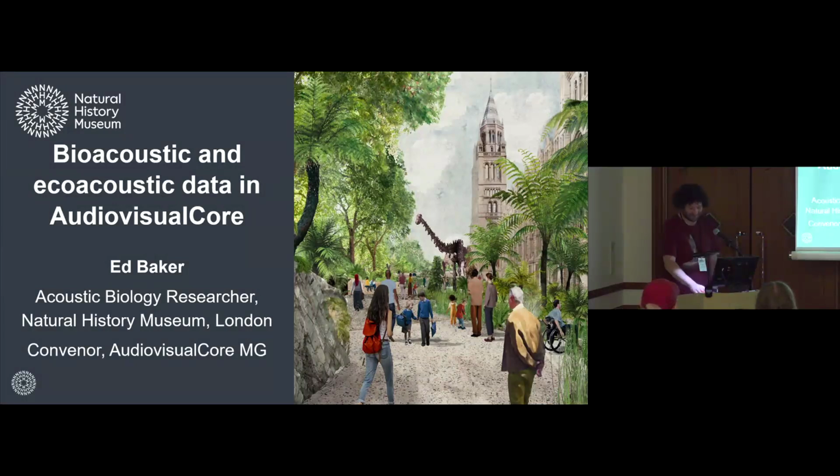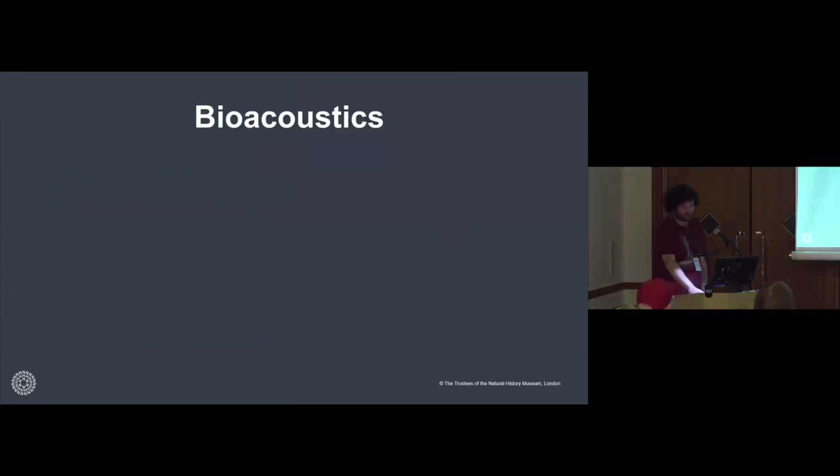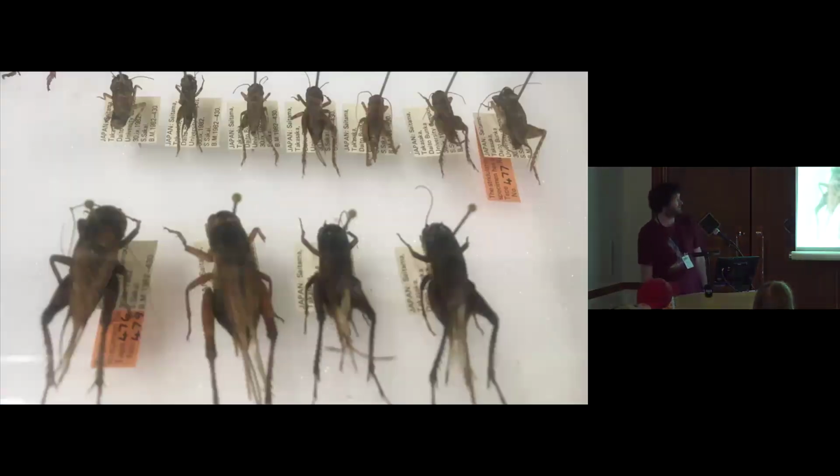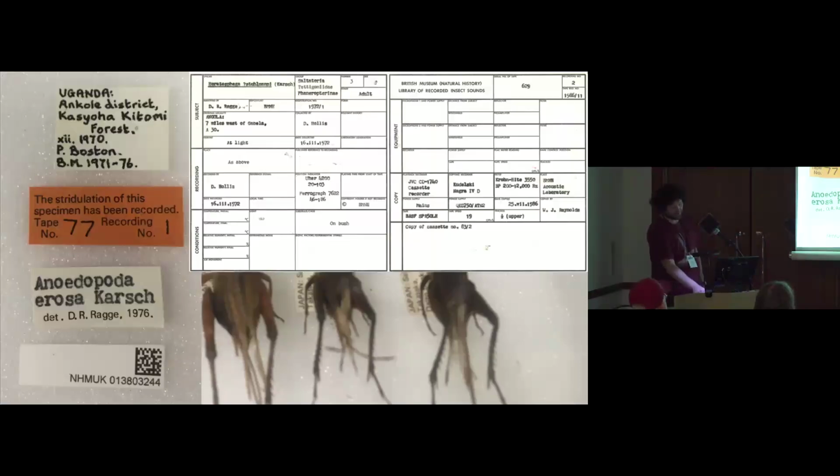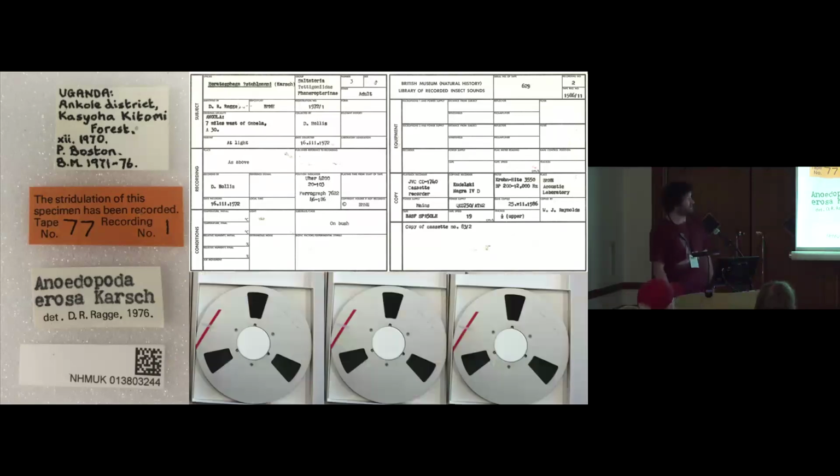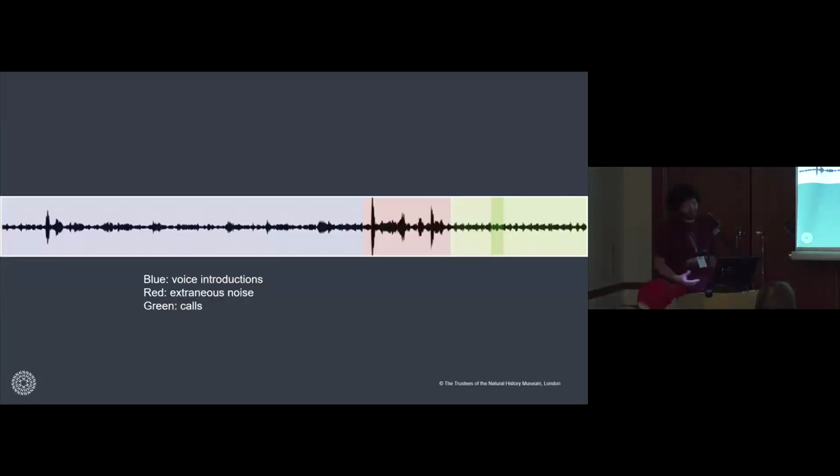So, a very quick run through of bioacoustics, ecoacoustics, and the difference. Bioacoustics, traditionally, at least in our sense, is quite akin to specimen biology. Here are some things from our collection; the orange labels are things we've got sound recordings for. We also have some metadata about these sound recordings and lots of magnetic tapes. And this is kind of what we have.